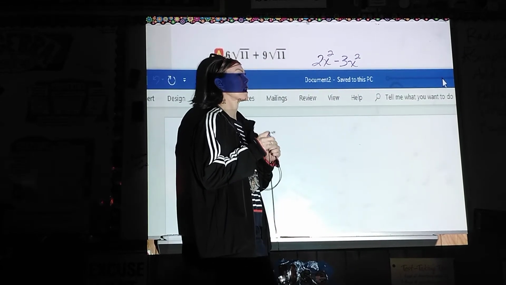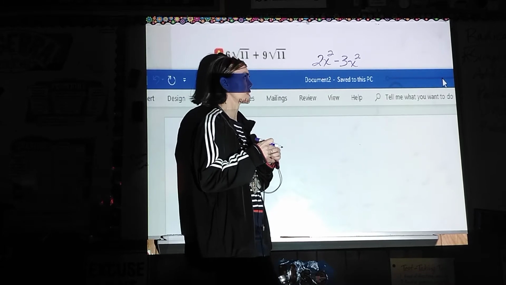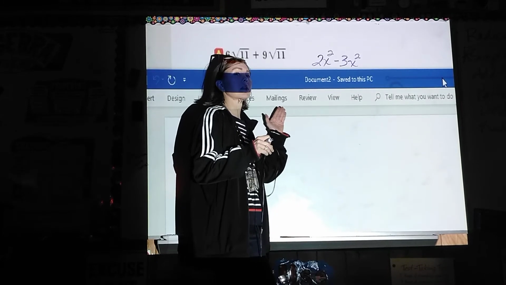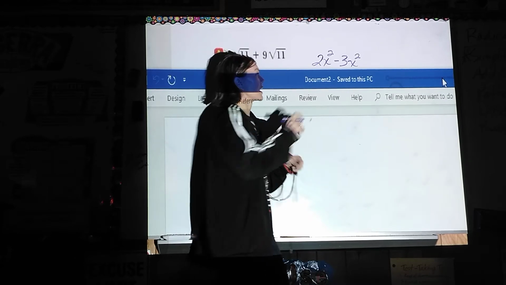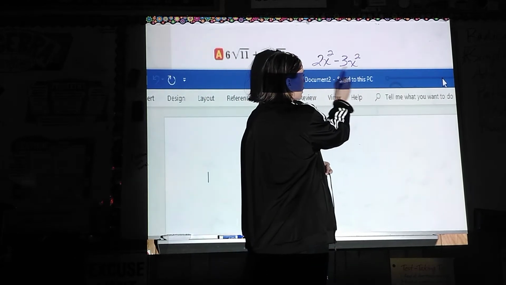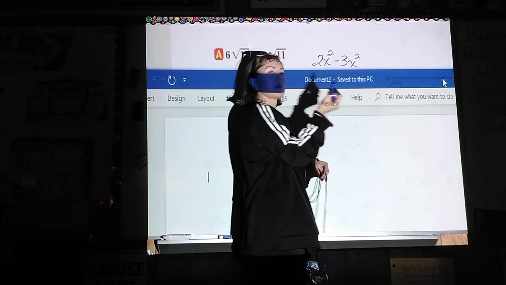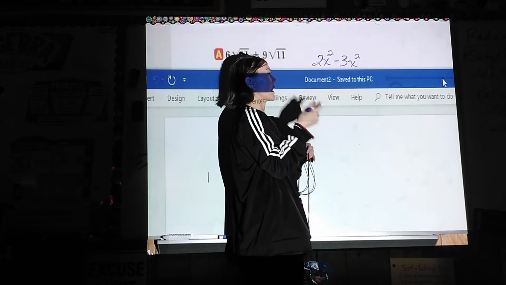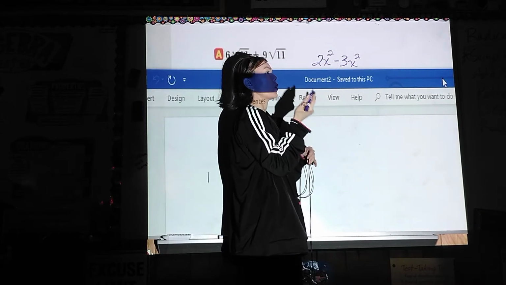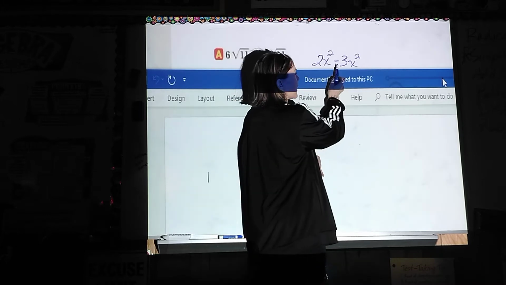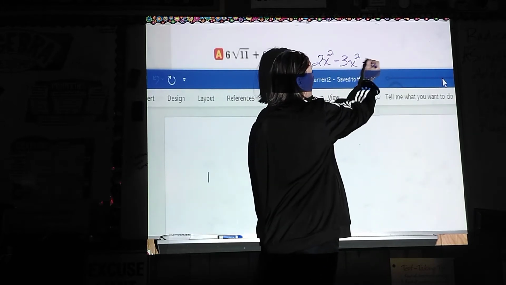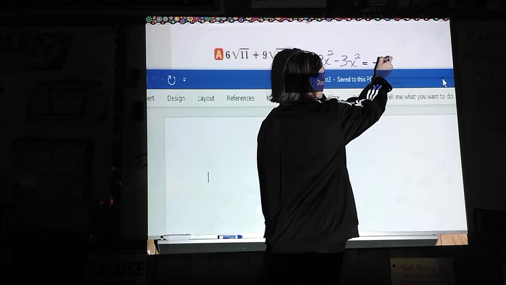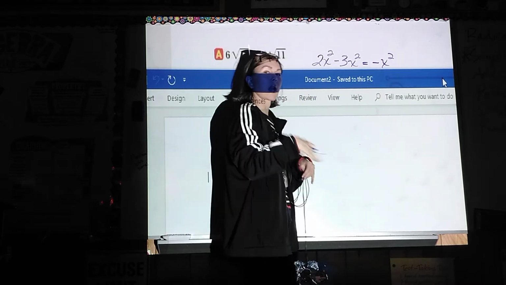When we say combining like terms, are those like terms? Yes, because they have the same variable raised to the same exponent, so we can combine them. We do what it says in front of the x squared. So that would be 2 minus 3, and our result would be negative x squared, and we're done.